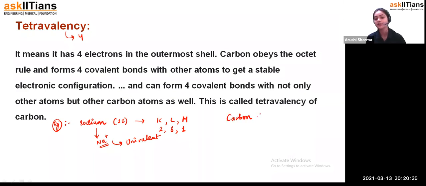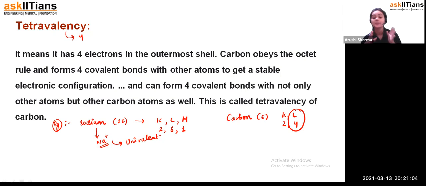If we talk about carbon, the atomic number is 6. The configuration would be K and L, that is 2, 4. Now, students, you will notice that the outer shell contains 4 electrons. That's why it is tetravalent in nature. But there are two possibilities: either it can lose electrons or it can gain electrons. Losing 4 electrons or gaining 4 electrons is very difficult, so carbon will neither lose nor gain electrons.